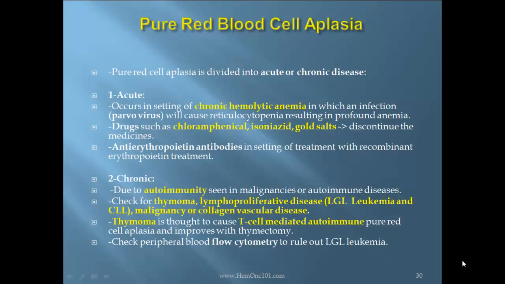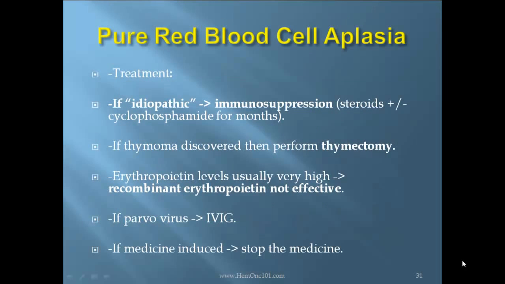Thymoma is thought to cause T-cell mediated autoimmune pure red cell aplasia and is an indication for thymectomy. Check peripheral blood flow cytometry to rule out LGL leukemia or CLL. Treatment: immunosuppression, steroids plus or minus cyclophosphamide for months. If thymoma is discovered, then perform thymectomy. Erythropoietin levels usually are very high, so recombinant erythropoietin is not effective. If parvovirus, IVIG. Medicine induced, stop the medicine.